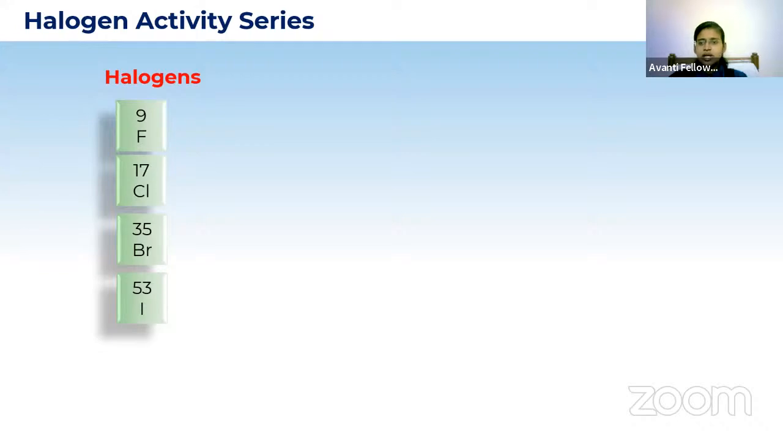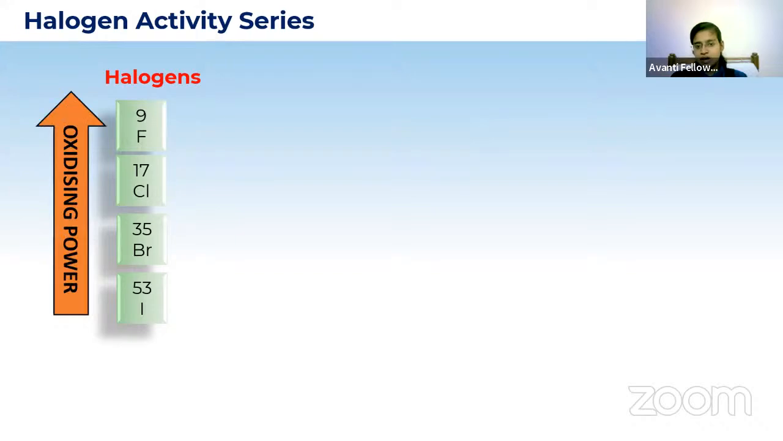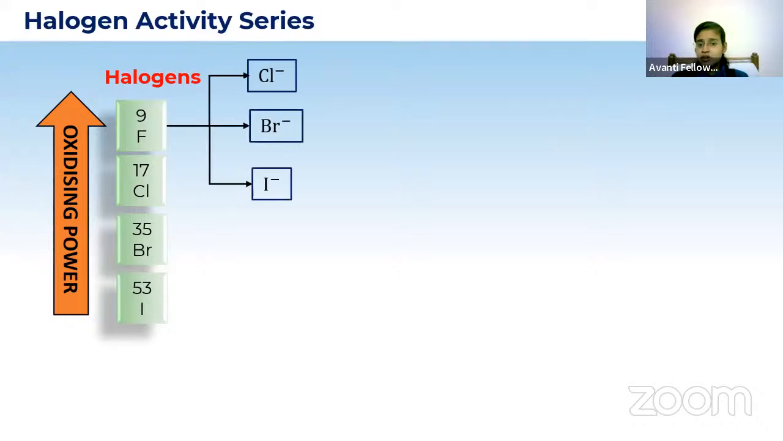So, if you look into the oxidizing power of these halogens, fluorine will have the highest oxidizing power. So it is a strong oxidizing agent. Fluorine is one of the strongest oxidizing agents. Since it has the highest oxidizing power compared to the other three halogens, fluorine is capable of displacing Cl minus, Br minus and I minus ions.